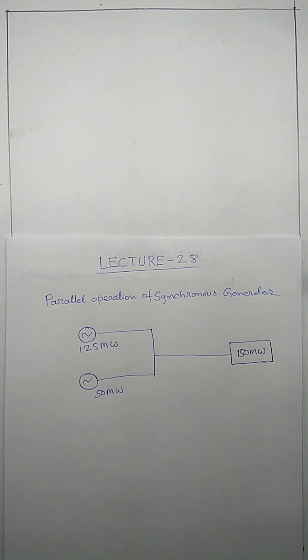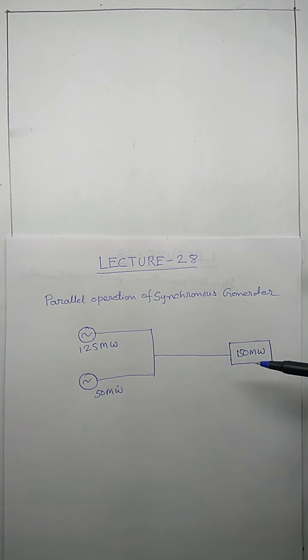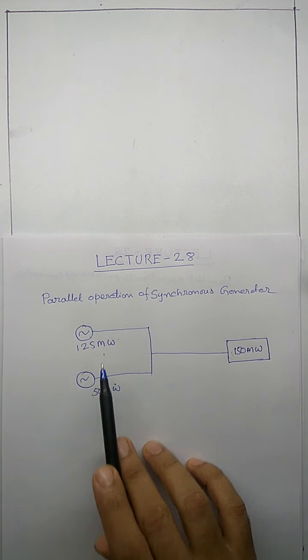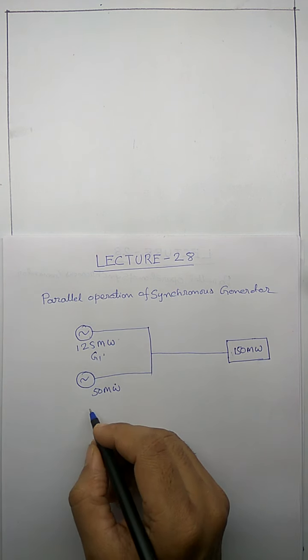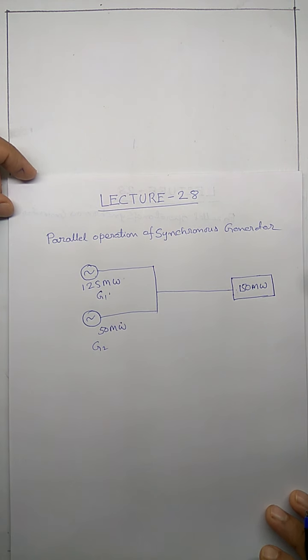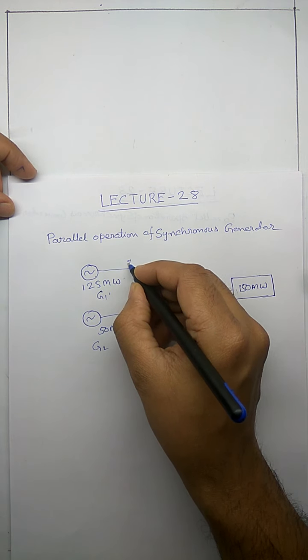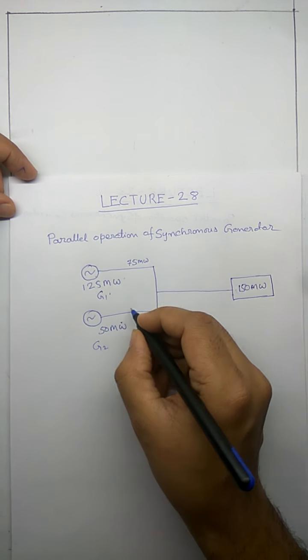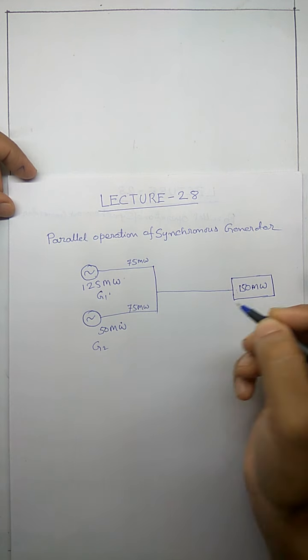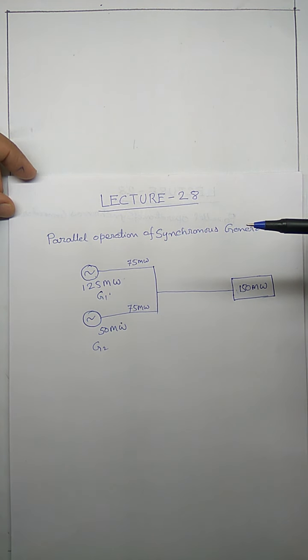Now when I do this, it is well understood that these two in combination can supply this, but how much share of this 150 will be supplied by this generator, say call it generator 1, and how much will be supplied by this one, generator 2, is the point of discussion today. For example, if the load is equally distributed in these two generators, then this one will supply 75 megawatt and this one will supply 75 megawatt. You can see that this is underloaded and this is overloaded. So this is not a good option.